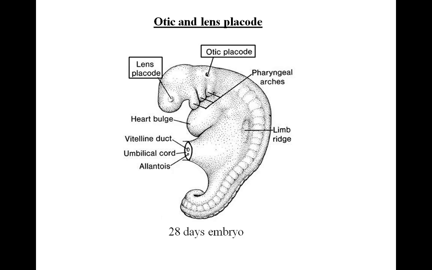So the lens is also developed from the ectoderm, and the otic placode will form the internal ear, that is the vestibular organ and the cochlear organ. Although some other parts are also there, the sensory epithelium of the vestibular apparatus and the sensory epithelium of the cochlea will be formed from the ectoderm.